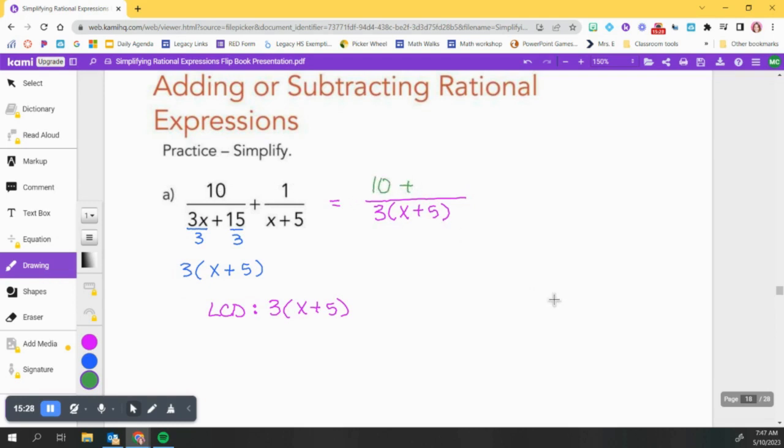Plus. Now look at this denominator. What is this denominator missing that this denominator has? 3. So I'm going to multiply by 3. That's how we would make this denominator into this denominator. So that means I also have to multiply the numerator by 3. Okay? 1 times 3 is 3. And then we would just add those common terms on top. 10 plus 3, 13. On the bottom, we have 3 times x plus 5.